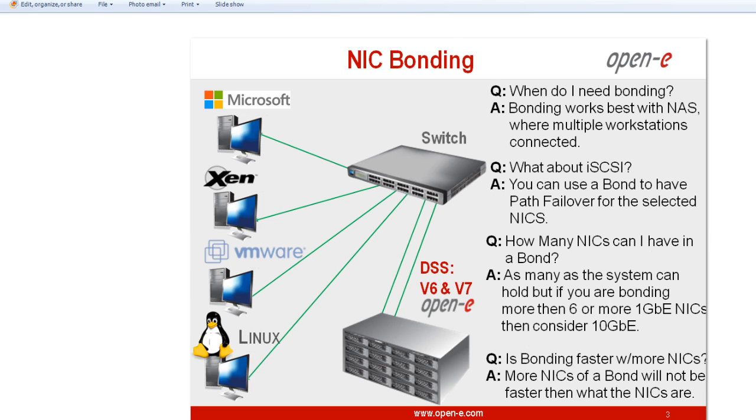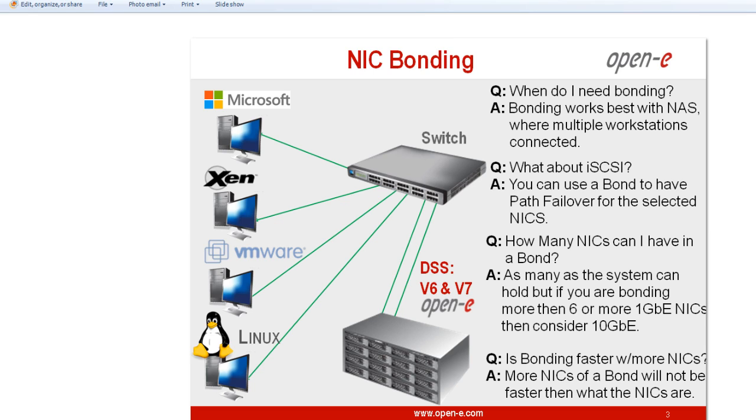So on this topic, I wanted to cover some questions and just kind of go over a diagram. NIC bonding: we get this question, when do I need a bond? Well, bonding works best with NAS, first of all, where there are multiple workstations connected. So what you have here is a different bond that could be set for many NICs. Here, if you look at the DSS down on the bottom there, that could be V6 or V7.